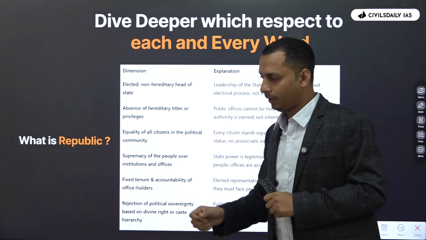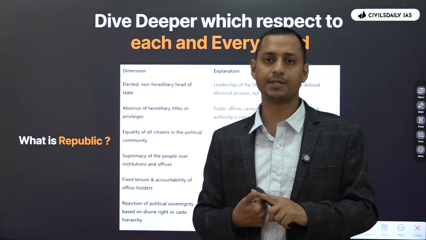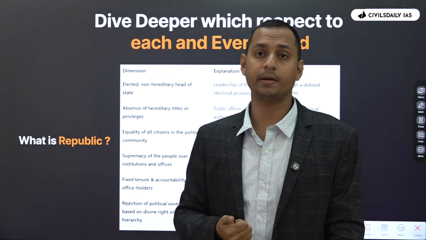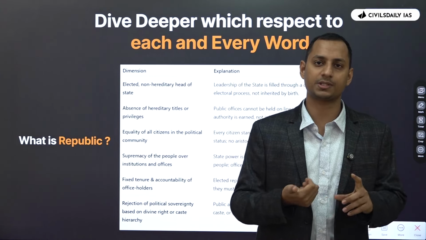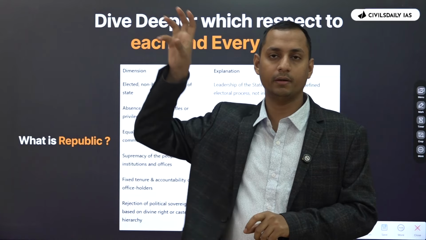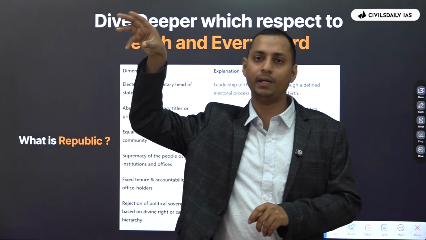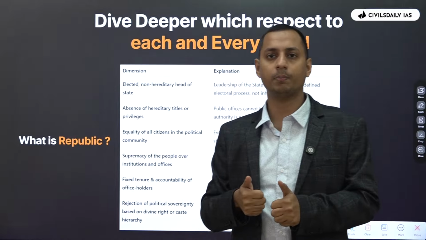As you can see here, when we hear the word republic, usually we just study that the head of the state is elected, right? Why is India a republic? We usually say that the head of the state is elected, that is, the president is elected. And Britain is a constitutional monarchy because there, the queen or the king is there. But is it the only angle with respect to republic?